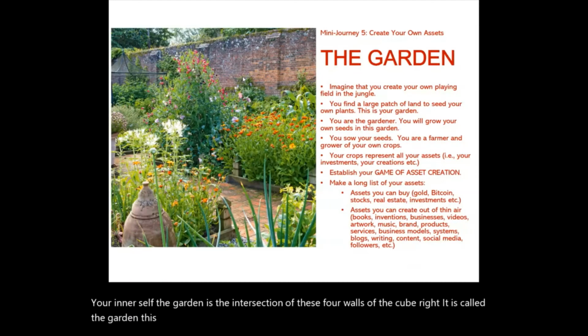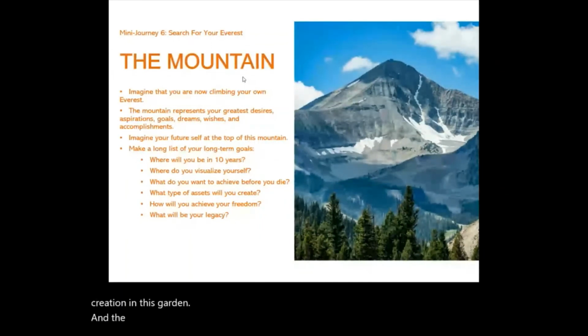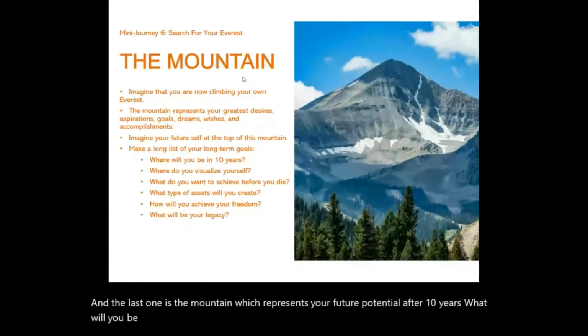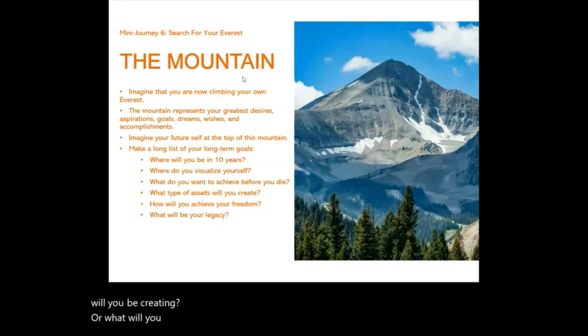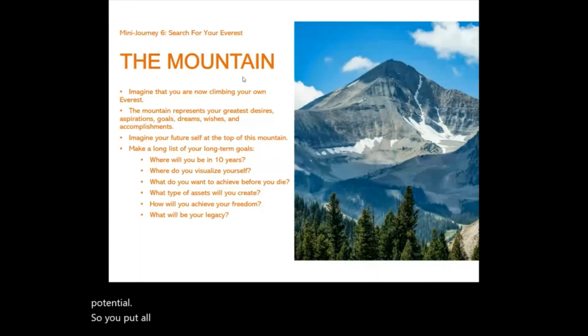This is your asset creation playground. So you establish your game of asset creation in this garden. And the last one is the mountain, which represents your future potential after 10 years. What will you be creating, or what will you be achieving in the next 10 years? It represents your own Everest, your own potential. So you put all these into a set of exercises.